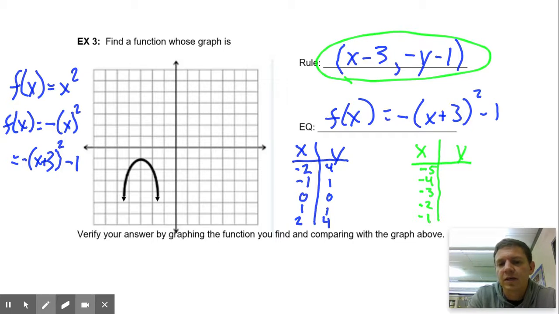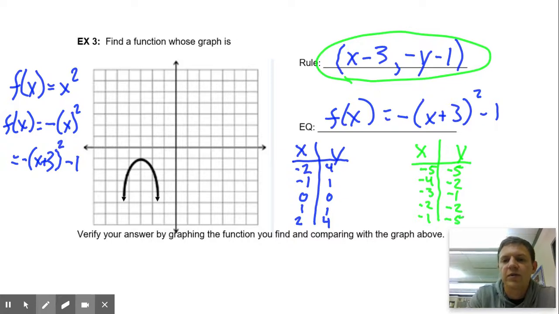For y's, I need to change the sign and then subtract 1. Okay, so I'll take 4 y's for my parent function. I'll take 4, change the sign, -4, subtract 1 is -5. Take 1, change the sign, subtract 1 is -2. Take 0, change the sign, still 0, minus 1 is -1. Okay, take 1, change the sign, -1, subtract 1 is -2. Take 4, change the sign, -4, subtract 1 is -5.